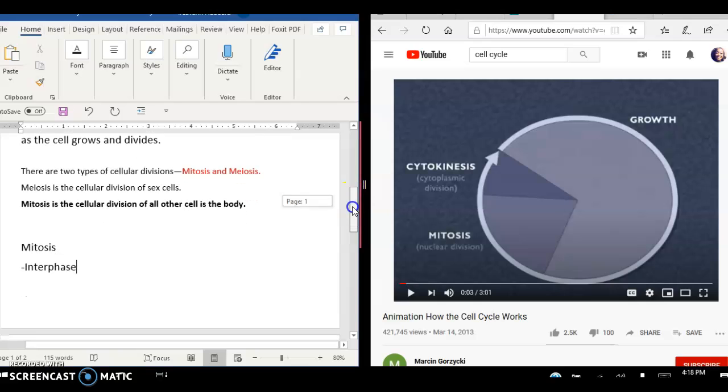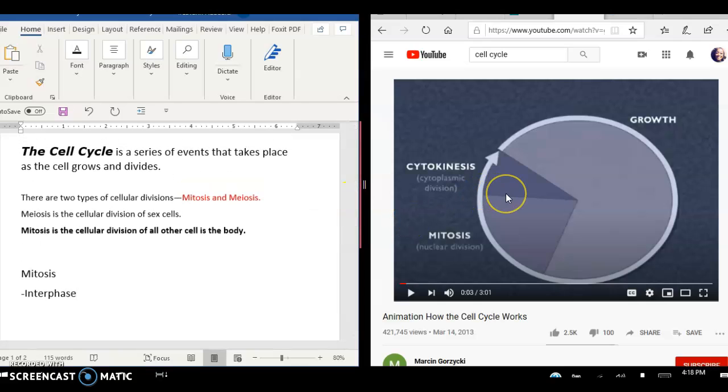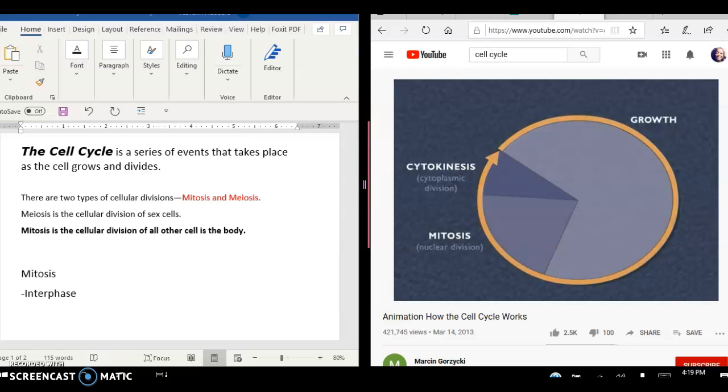All right, so let's go through and break down each part of the cell division. We're going to listen, and I'm going to stop and start the video as he goes through this example of mitosis, okay? A process of growth and division called the cell cycle.